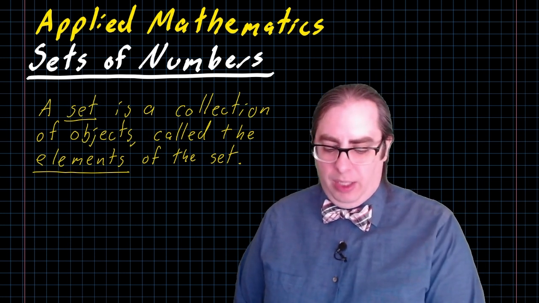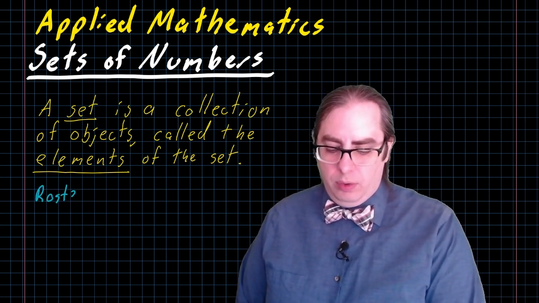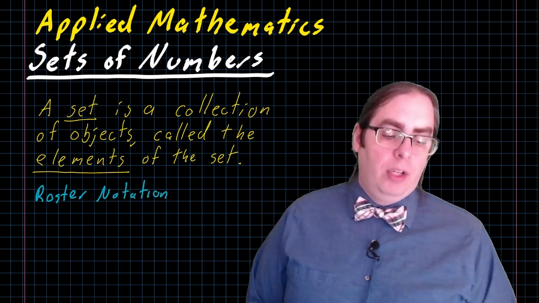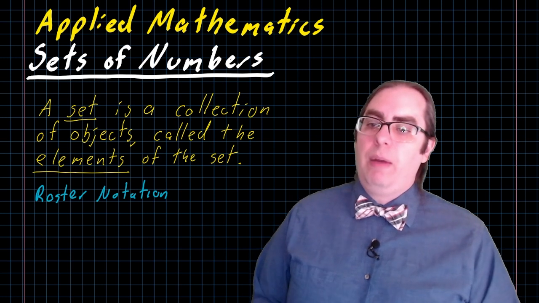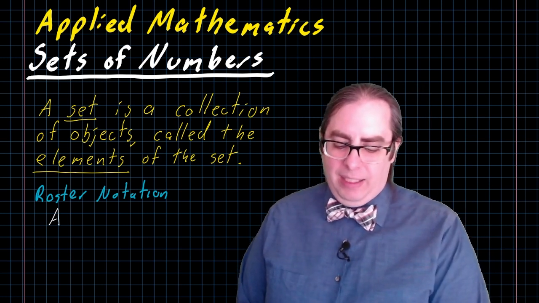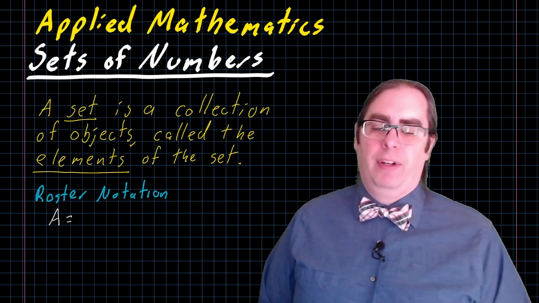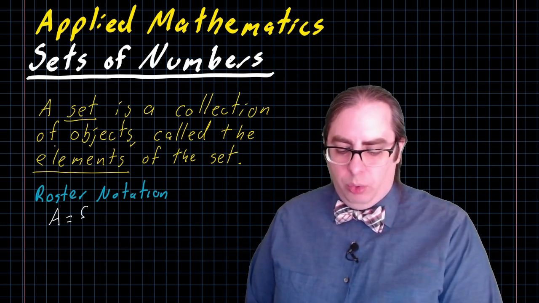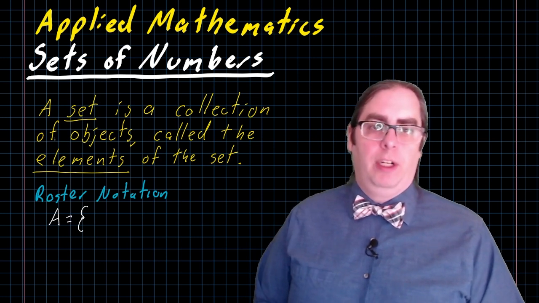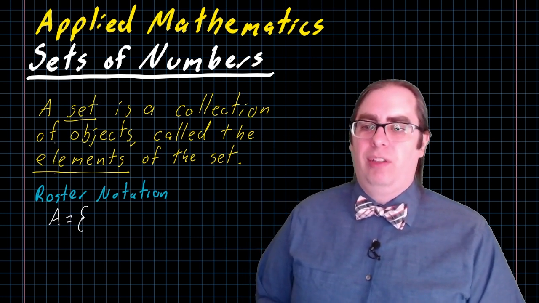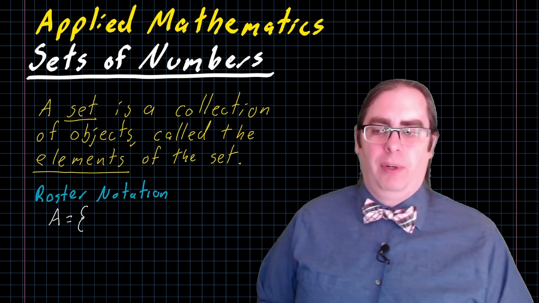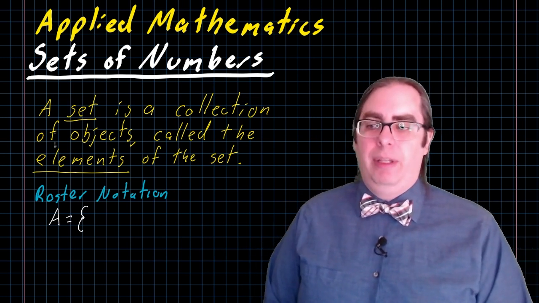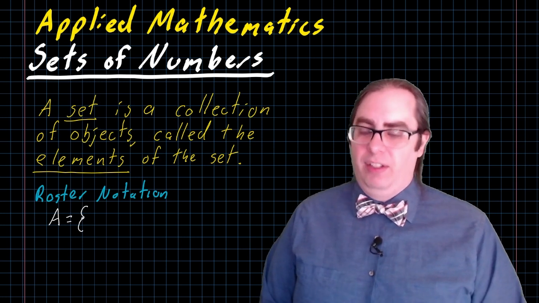We can describe the collection. The simplest is roster notation. So if I want to build a set, let's go ahead and give it a name. I'll call it set A because I'm not very inventive. Well, to list out the elements of a set, you're going to start with some curly braces. The curly braces in this context are referred to as set braces. And then you're going to list all of the elements that are on the roster of the set.